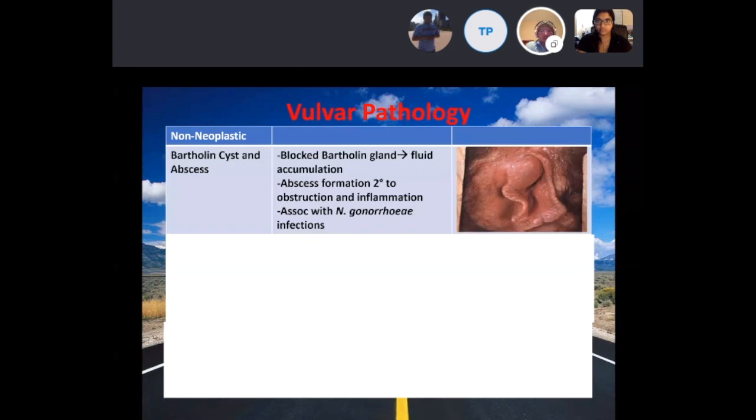So vulvar pathology can be divided into non-neoplastic and neoplastic. So the non-neoplastics, we start with the Bartholin cyst and abscess. So this is essentially a fluid accumulation within the glands. And I know we've talked about this before, but it's normally an abscess that forms secondary to an obstruction and inflammation. And it is associated with Neisseria gonorrhea infections.